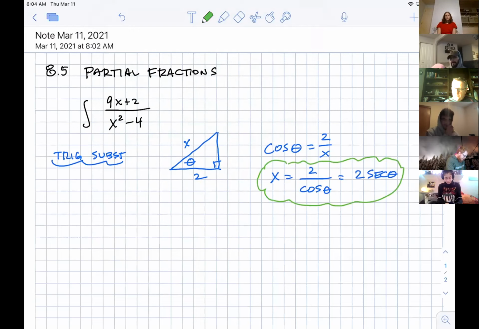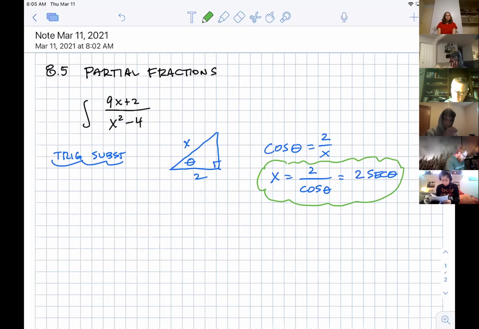And so that's our substitution. I guess I'll use secant. I don't know. I'm tempted not to use secant. Let me think about this for a second. Yeah, let's use secant. It's more painful.